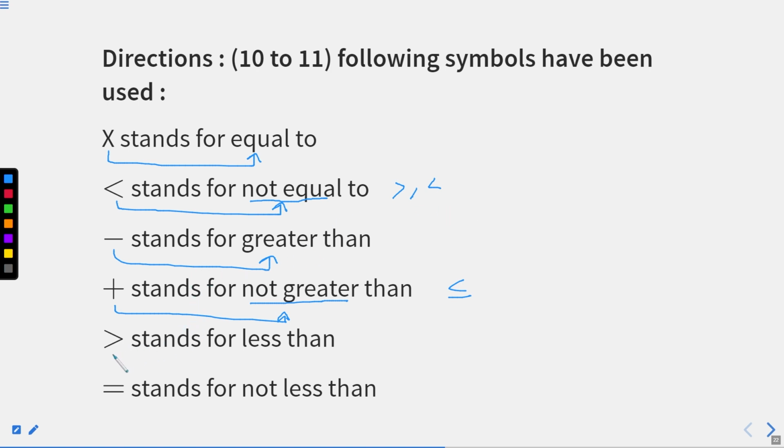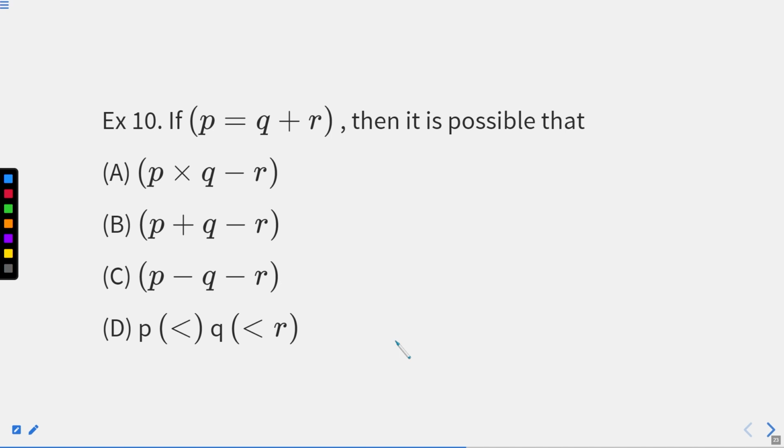For this particular symbol, that is greater than, it stands for less than. It's clearly saying it is less, right? For equals to, for not less than, right? If something is not less, either it is greater or equals to, right? These are the things that you have to read before the questions, right? Now we'll directly jump to the question part.